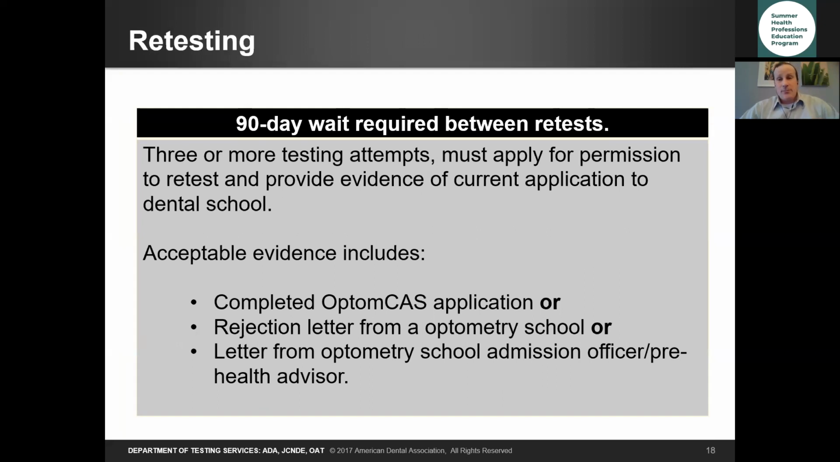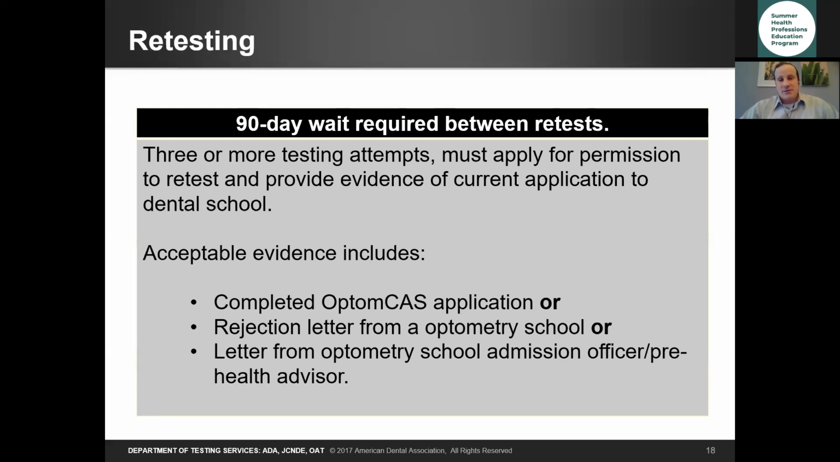There's a 90-day wait between testing attempts should you want to retake the test. If you didn't like your score, if something went wrong and we allow you to retest to replace your scores, there is no wait for that. You can test as soon as possible. But if your scores are being released, you just don't think they're high enough and you need to retest, you have to wait at least 90 days.